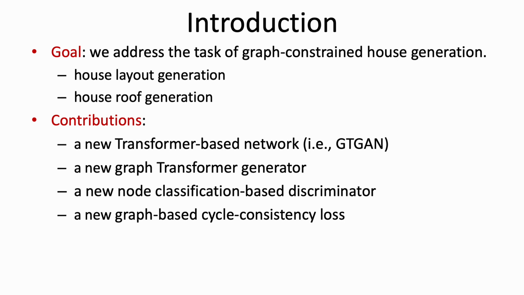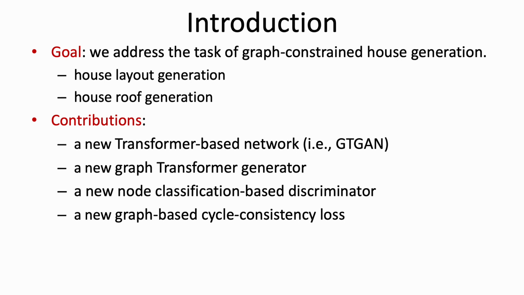To the best of our knowledge, GTGAN is the first transformer-based framework enabling more effective abstract reasoning for generating house layouts and validating adjacency constraints. Second, we propose a novel graph transformer generator that combines both graph convolutional networks and transformers to explicitly model global and local correlations across both connected and non-connected nodes simultaneously.